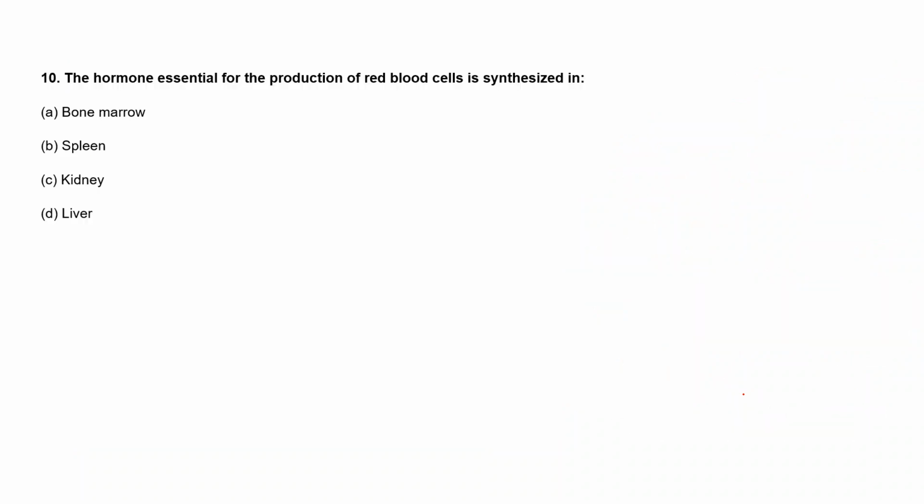Moving to the next question: the hormone essential for the production of red blood cells is synthesized in? Option A is bone marrow, option B is spleen, option C is kidney, and option D is liver. Which hormone is essential for the production of red blood cells?